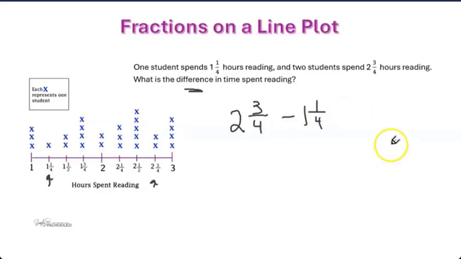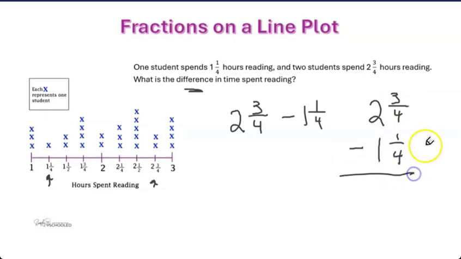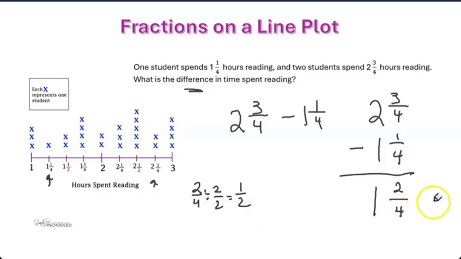Now, I like to put mixed numbers up and down when I subtract them. So 2 3/4 minus 1 1/4. I already have like denominators, so I can go ahead and subtract. 3/4 minus 1/4 is 2/4. And 2 minus 1 is 1. So my answer is 1 2/4, or I can simplify 2/4 by dividing by 2/2 and get 1/2. So this would simplify to 1 1/2. Let's look at one more example.